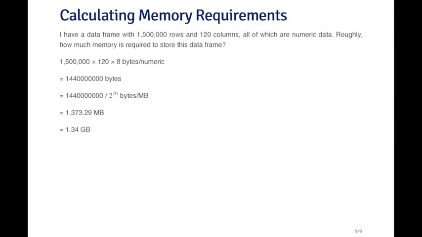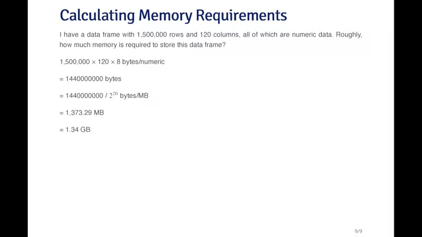So here's the number of bytes. Now, there are 2 to the 20 bytes per megabyte. So I can divide the number of bytes by 2 to the 20, and that's how many megabytes I've got. So I've got 1,373.29 megabytes, and I can divide that again by 2 to the 10 to get the number of gigabytes. So it's going to be roughly 1.34 gigabytes. So the raw storage for this data frame is roughly 1.34 gigabytes.